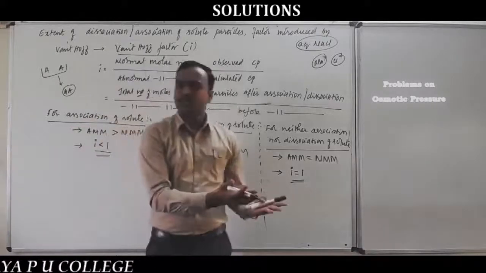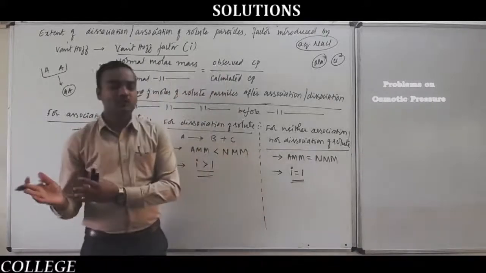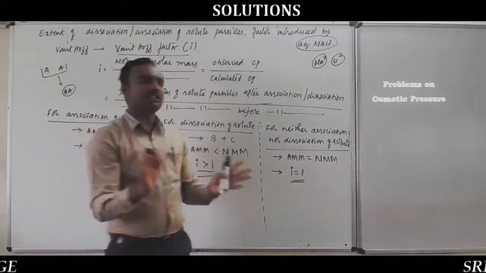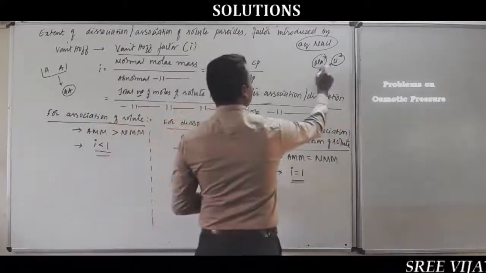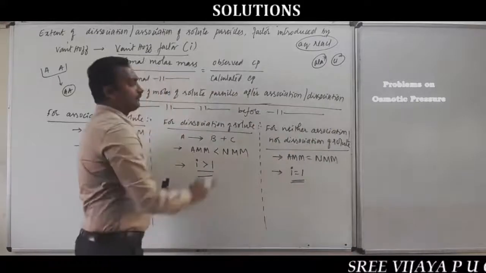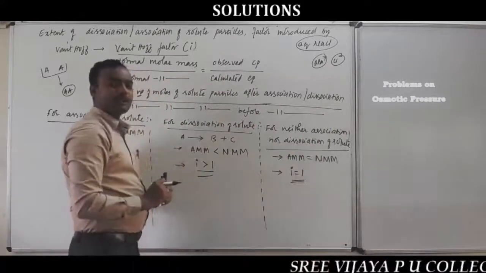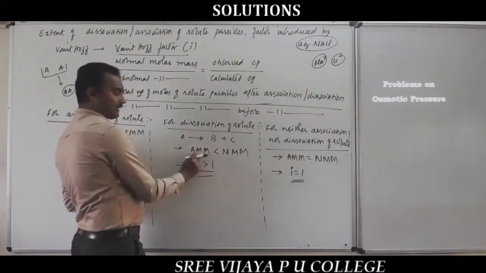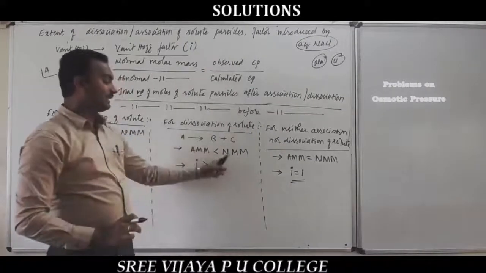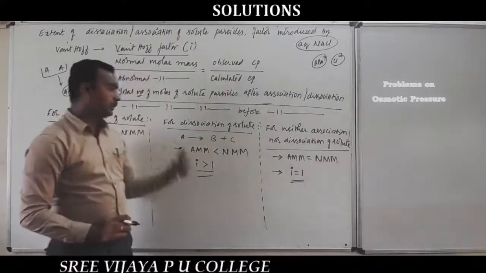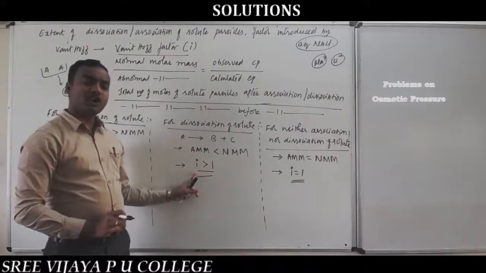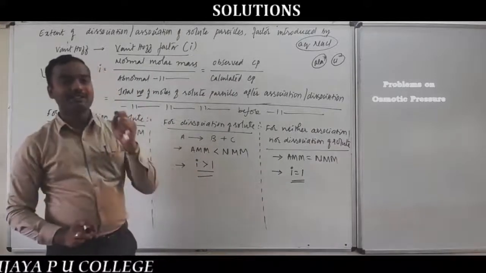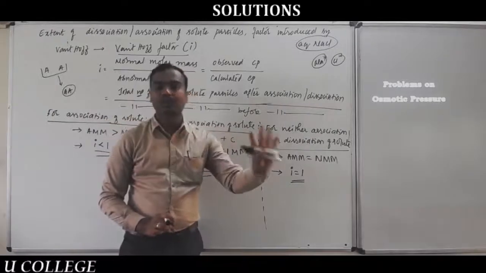Weak ಆದ್ರೆ partial dissociation ಆಗುತ್ತೆ, strong ಆದ್ರೆ complete dissociation ಆಗುತ್ತೆ. Totally dissociation ಆಗೋದ್ರಿಂದ 100% ನಿಮಗೆ ಏನಾಗುತ್ತೆ particles ಜಾಸ್ತಿ ಆಗುತ್ತೆ. So therefore ಅಲ್ಲಿ normal molar mass, observed molar mass ಅಬ್ಸರ್ವ್ ಮಾಡಿ. Abnormal molar mass is less than that of the normal molar mass. Therefore I is greater than 1.